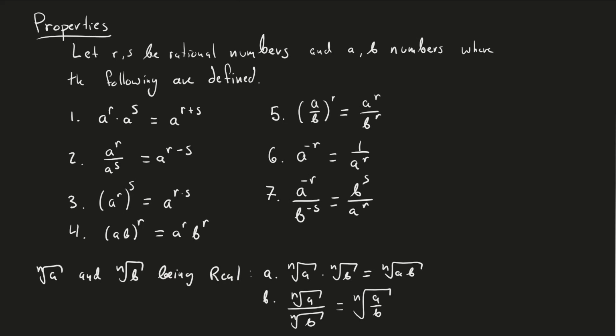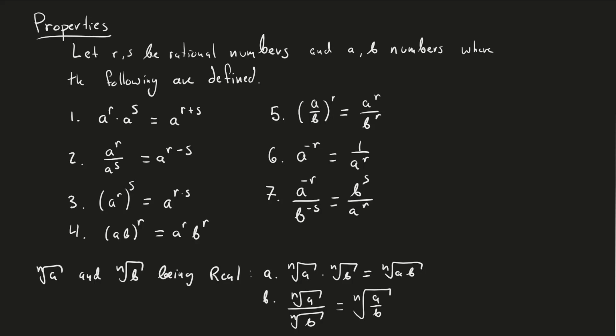Let r and s be rational numbers, and a and b numbers where the following are defined, so that we're not dividing by 0 or taking an even root of a negative number, so everything is real. So we have the first properties: a to the r times a to the s is equal to a to the r plus s. Second, a to the r divided by a to the s is a to the r minus s.